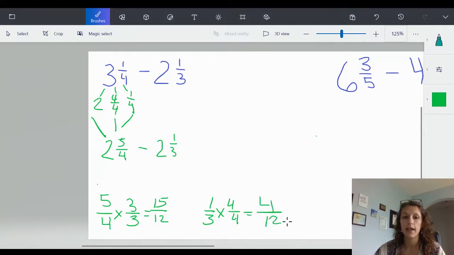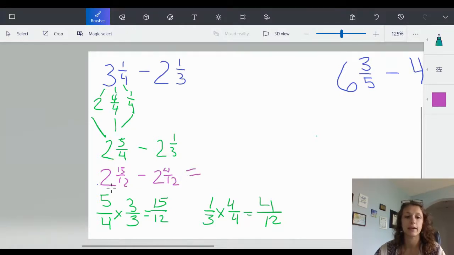All right, so now we can go ahead and rewrite it. Let me actually rewrite it in purple just to make it a little bit clearer for us. So I'm going to rename 2 5/4 as 2 15/12. I can do this because it represents the same value. I have not changed my value. Take away, instead of 2 1/3, I'm renaming that as 2 4/12 because we know that 1/3 is the same as 4/12.